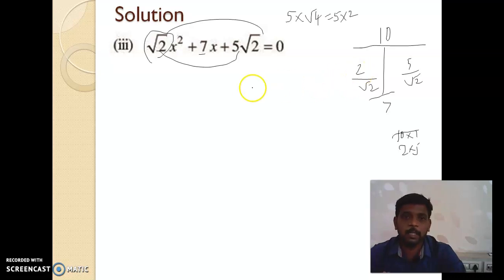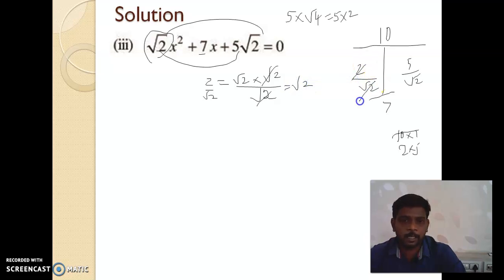Definitely, because this 2 can be written as root of 2 into root of 2. Okay, and here in division one root 2 is there. So divided by root of 2, one root 2 gets cancelled. So the remaining is nothing but root of 2. So when we cancel these two, we'll get root of 2 in the numerator. Right? So that is the procedure to simplify these kinds of numbers.